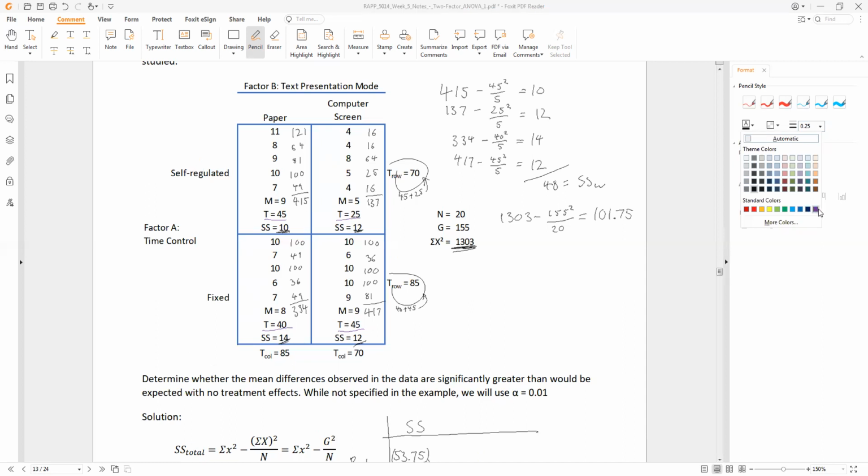Well, let me get some color coding going on here, because for factor A, I'm going to be doing rows. So I'm going to do 70 squared over 10. Why is it over 10? Because there are 10 people in this row, 5 and 5. And then we're going to do 85 squared over 10, because there are 10 people in the second row. Minus, I'm going to do the grand total of everybody, 155 squared over 20. So let's plug that in and see what we get.